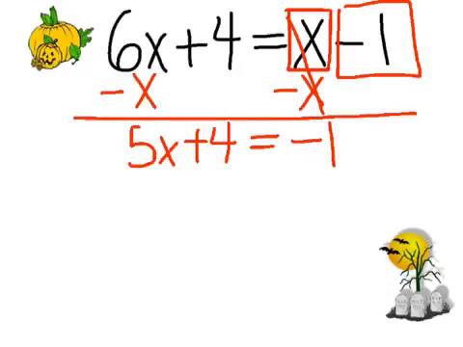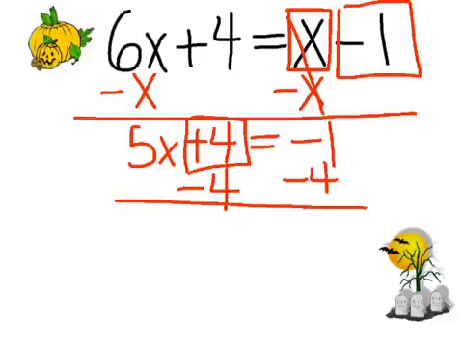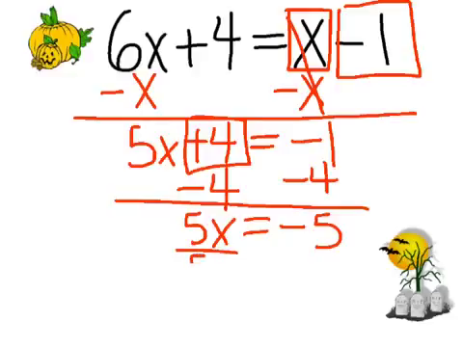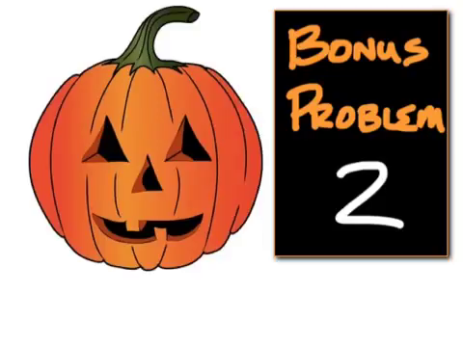Anyway, next we need to get rid of our 4, move that to the other side. To do that, we subtract 4 from both sides. So we're going to have 5x on the left. On the right, negative 1 minus 4 is negative 5. We divide by our coefficient, which is 5. So our x is going to be equal to negative 1.